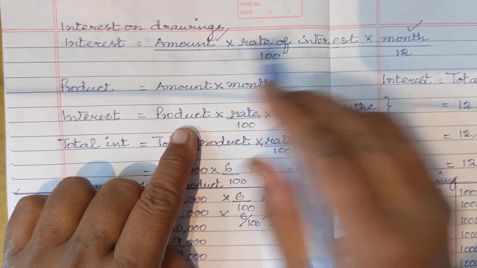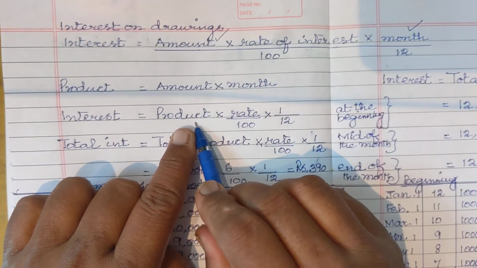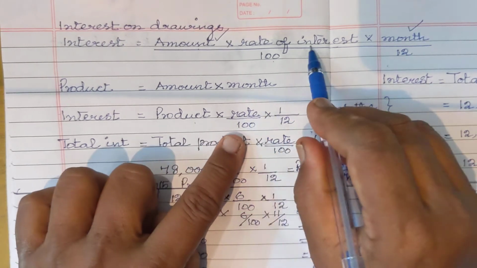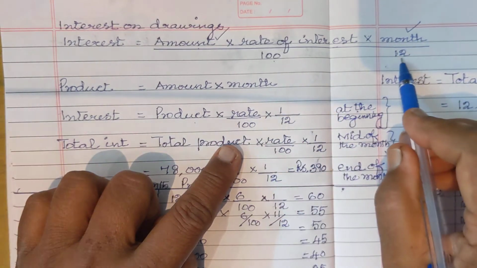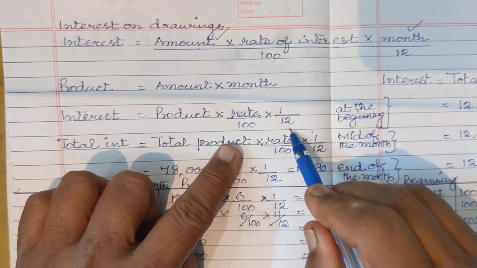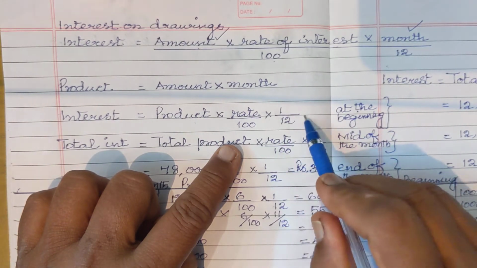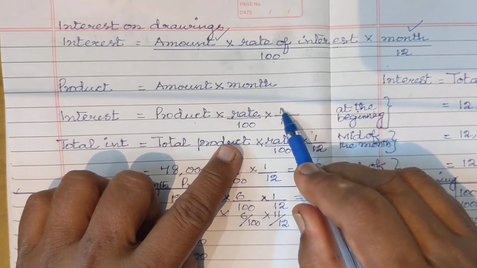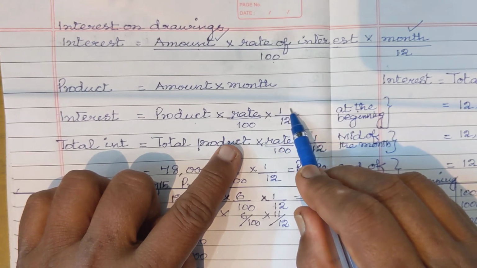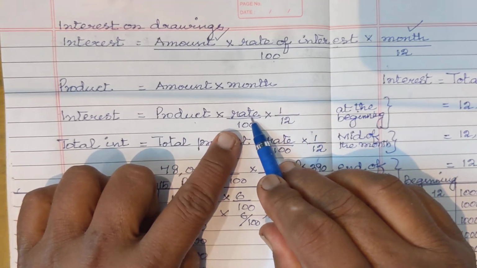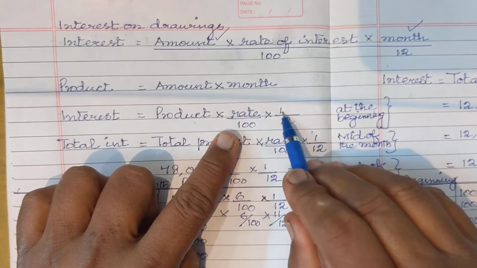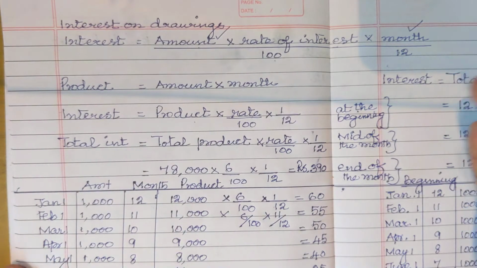So amount into month has become product. Okay. Product into rate of interest by 100 into, there is nothing here, only 12 I have to write, so I am writing it 1 by 12. Instead of simply writing by 12, I am putting 1 over that. 1 is not going to change anything, it is not going to make any difference. If you multiply any figure by 1, the amount going to be the same.